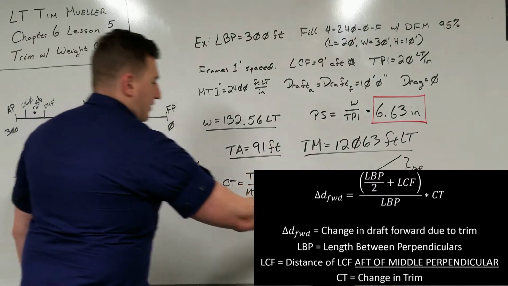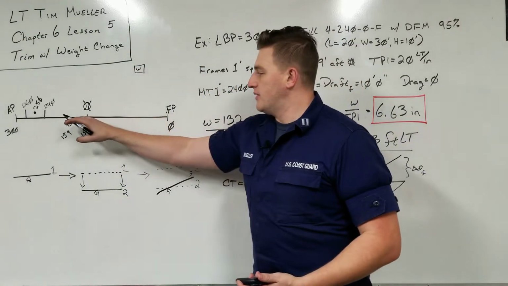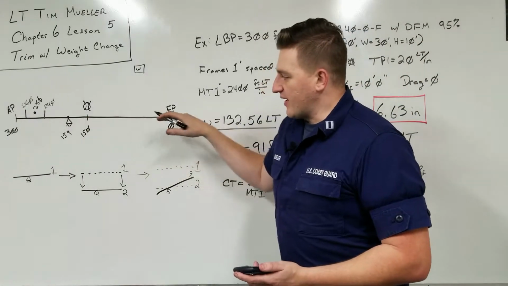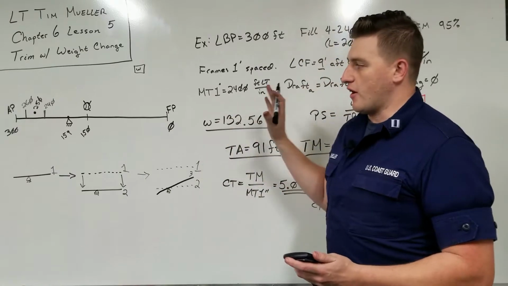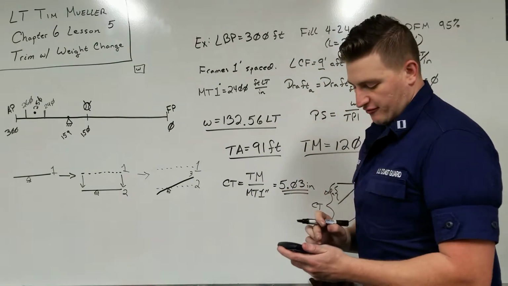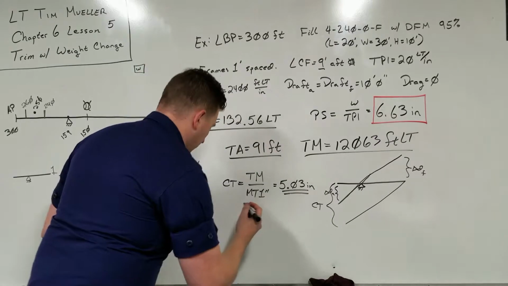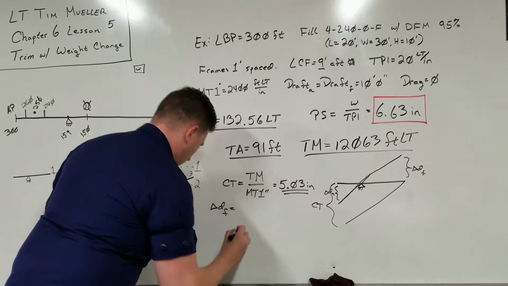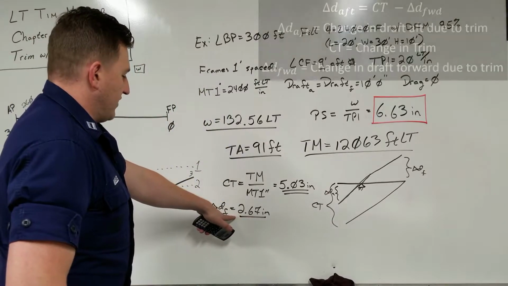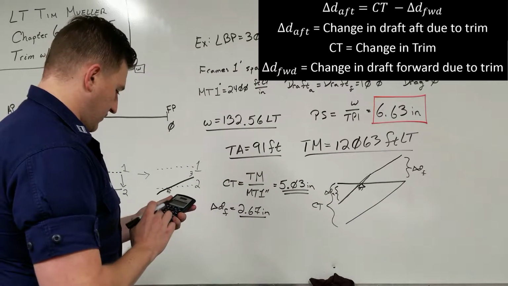So we know that the LCF is at frame 159, which is just length between perpendiculars divided by 2 plus LCF, LCF being 9 right here. So now we just do that length, so 159, divided by the overall length between the perpendiculars, which is going to be 300. I'm going to multiply that by my change in trim, which is 5.03 inches. And I'm going to get 2.67. So my delta D forward equals 2.67 inches. Now, subtracting this from my change in trim is going to give me my delta D aft. So 5.03 minus 2.67 equals 2.36.